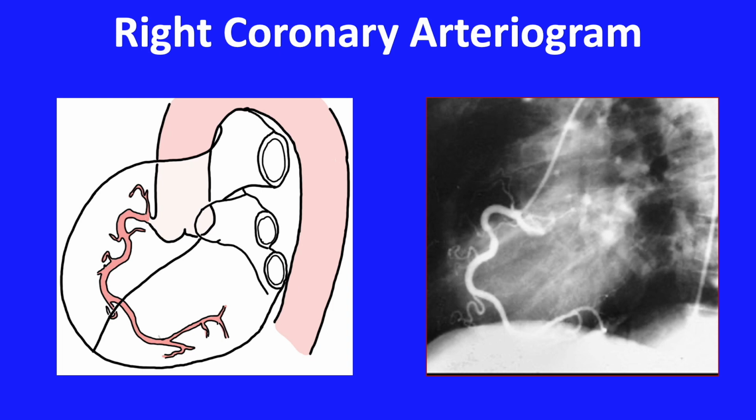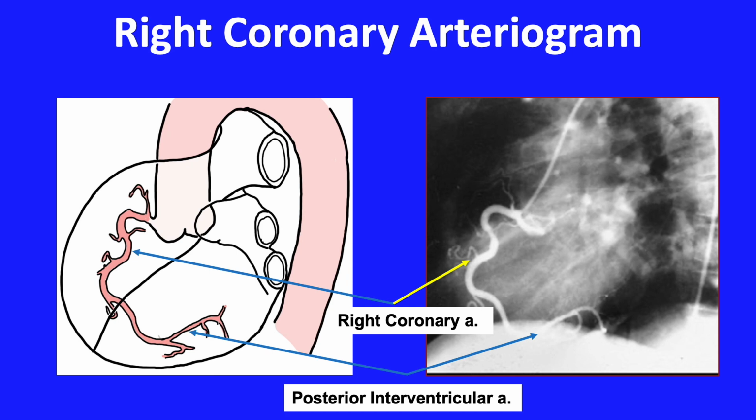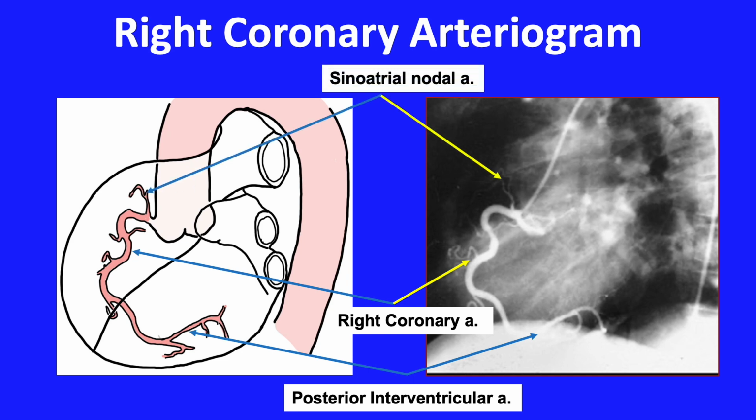On the left, a drawing of the right coronary artery is depicted as it would be viewed from the side, and on the right, an actual image of a right coronary artery arteriogram is presented. The right coronary artery is now indicated in both images. Note the continuation of the right coronary artery as it becomes a posterior interventricular artery. In this drawing, a sinoatrial nodal artery can also be imaged.